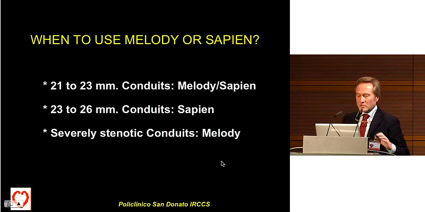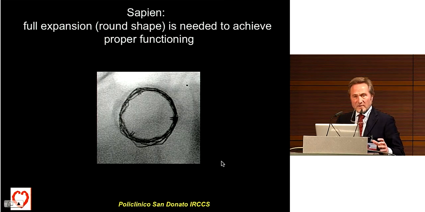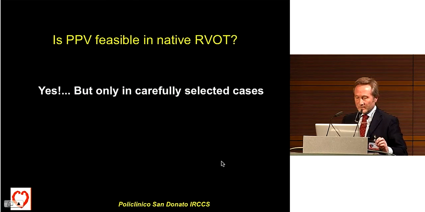I would certainly prefer the Melody in severely stenotic conduits, like the example I showed you, because the Melody valve works at all sizes, even if the stent is not fully expanded or not completely symmetric. The valve is working properly. As opposed to Sapien, where you have to achieve a full expansion and a round shape for proper function, because it is not a native valve, it is a tissue-engineered valve. So you have to achieve a full expansion and round shape.